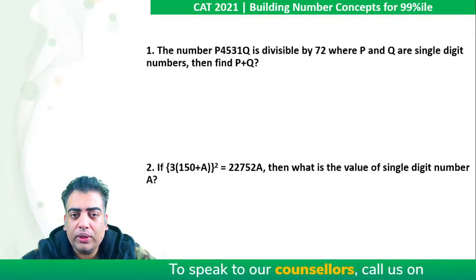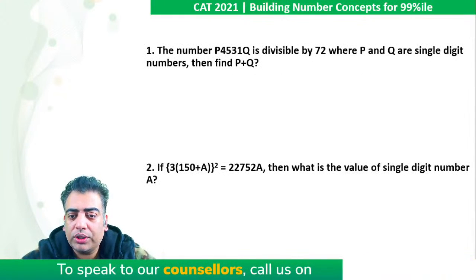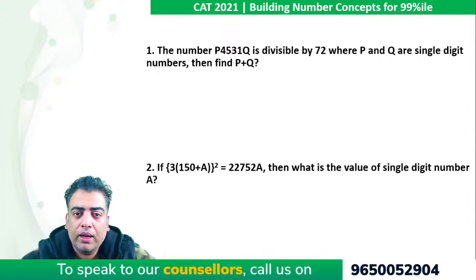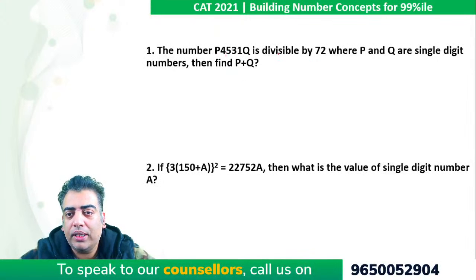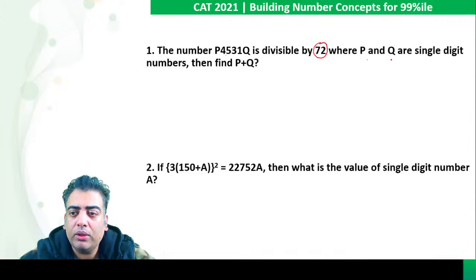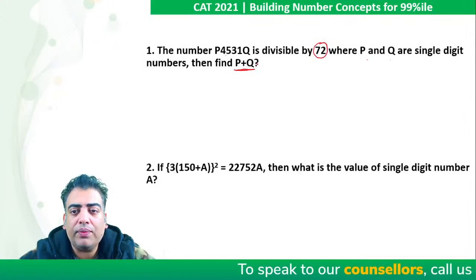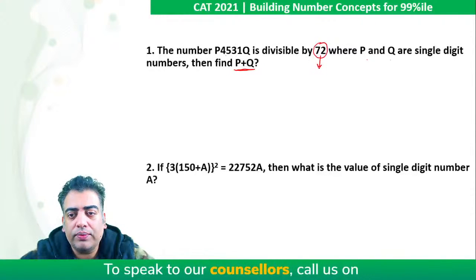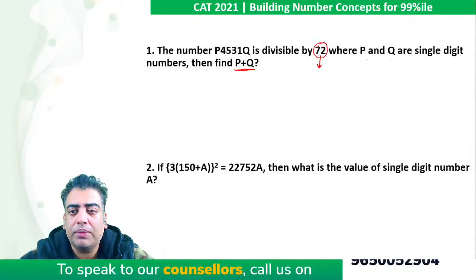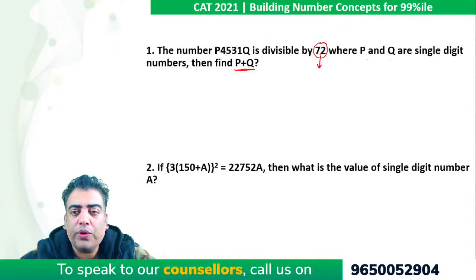Okay, now let's have a look at how the questions are to be solved. Here it says this number is divisible by 72, where P and Q are single digit numbers, then find the value of P plus Q. Whenever we come across such a question wherein we are given a number is divisible by some value, first of all, we should consider 72 as a product of two co-prime numbers.